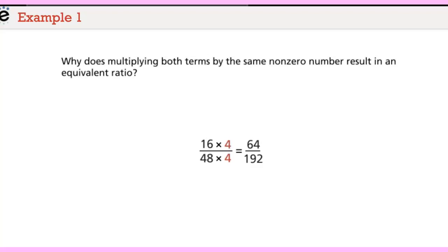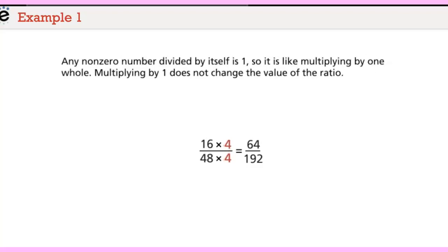Why does multiplying both terms by the same non-zero number result in an equivalent ratio? All right, so do you guys remember what we had before? How do you say 4 over 4 in other terms? If you said that is equivalent to 1, it means you're just multiplying this number by 1. So they are equivalent because the value doesn't change. All right, so let's check. Any non-zero number divided by itself is 1. So it is like multiplying by 1 whole. Multiplying by 1 does not change the value of the ratio.